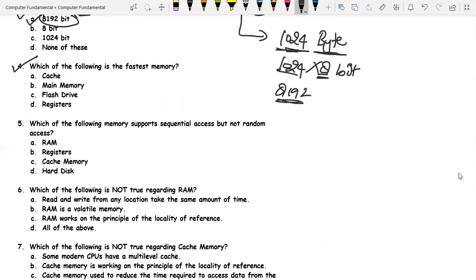Coming to question number 4, which of the following is the fastest memory? The registers. Yes, this is the fastest one. I already explained it. Which of the following memory supports sequential access but not random access? It supports only sequential access. Hard disk, that's true. When I go in depth with the disk, I will cover this, but the answer is the hard disk. These questions are from quiz number 2.